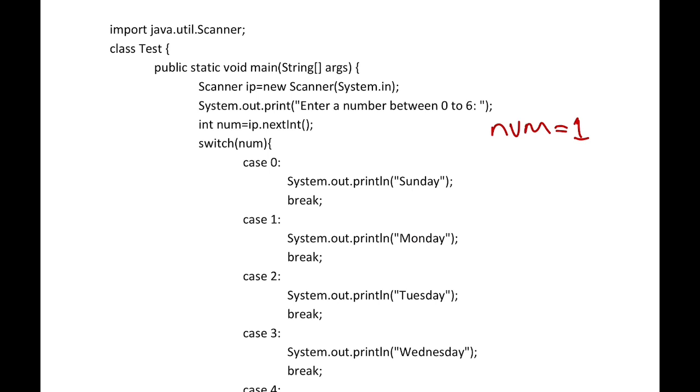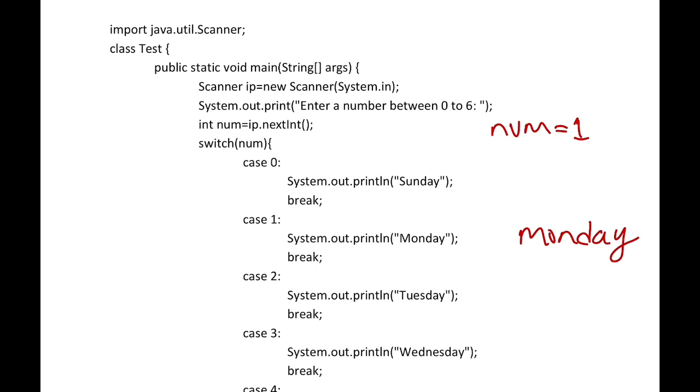Here it executes system.out.println Monday. Then it prints Monday on the screen. So it is going to print Monday on the screen. Then break. Here break is there, so the control comes out of the switch case.